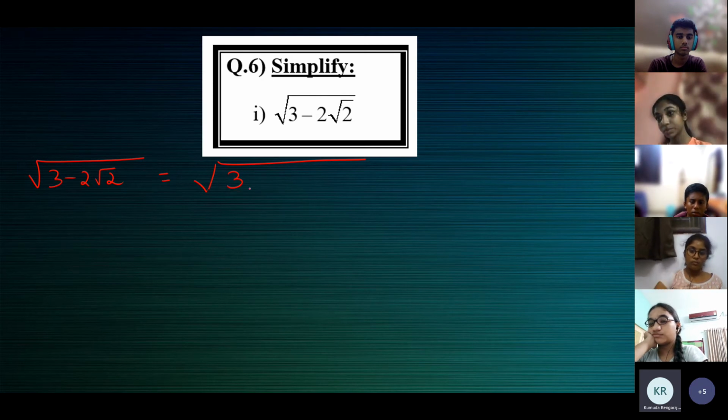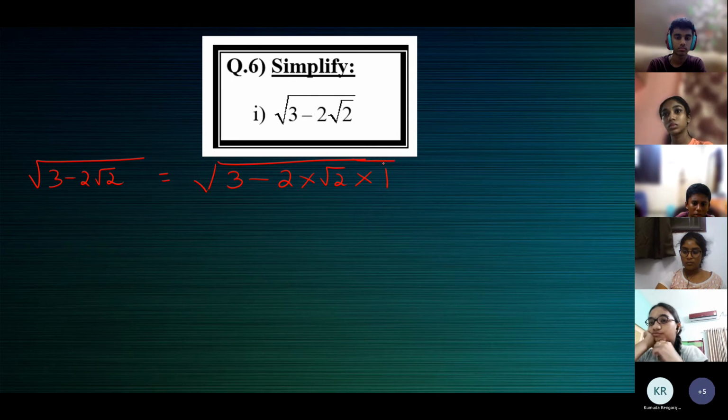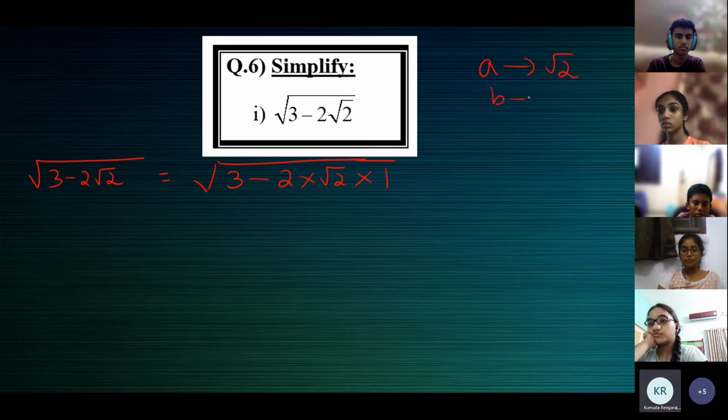So I write innocently, I write 3 as it is. Minus, I can see the 2 there. So I want to write it as 2ab, 2 into a into b. 2 into a into b, 2 into root 2 into 1 is 2 root 2. So I understand that a is root 2 and b is 1.